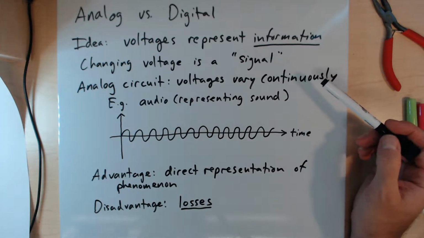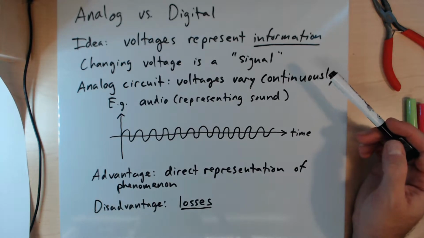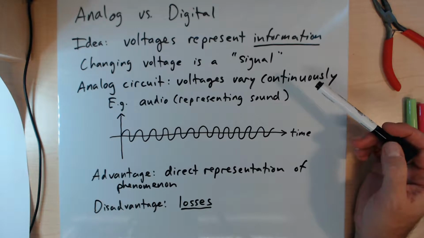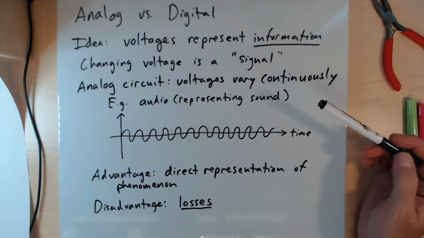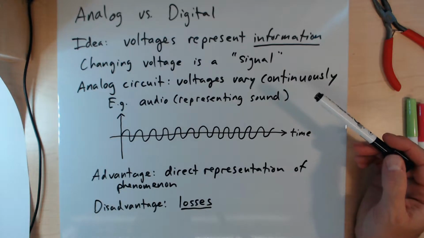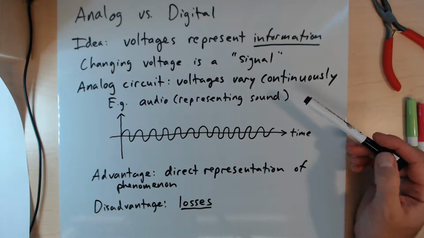So the fundamental characteristic of an analog circuit is that voltages can vary continuously, meaning that a voltage could have any value between a minimum and a maximum voltage. And this is useful for representing information where the values are going to vary continuously. So a good example of that type of phenomenon is audio, which is representing information about sound within a circuit.